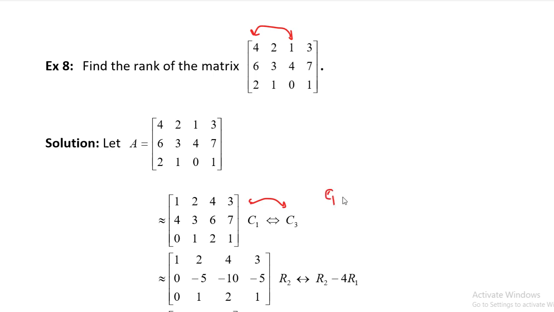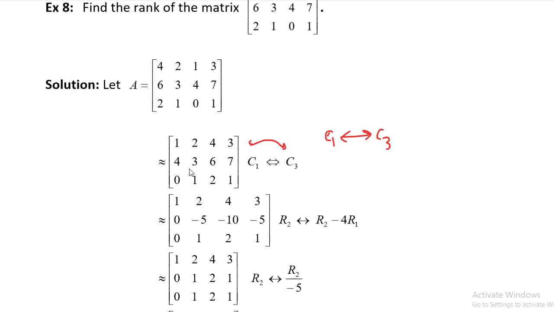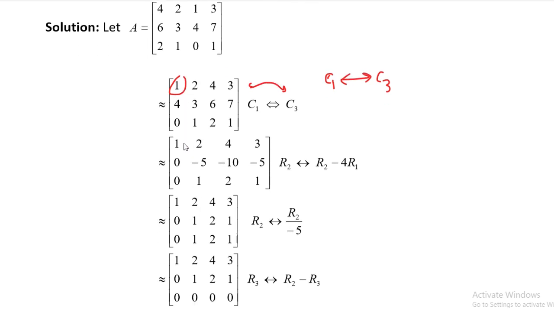This is the notation. You can write it in a single line as well, meaning we are changing column 1 and column 3. So column 1, 4, 0 becomes the third one and column 3, 4, 6, 2 becomes the first. Now we got 1 here. Why did we change it? Because we wanted 1 at the top.